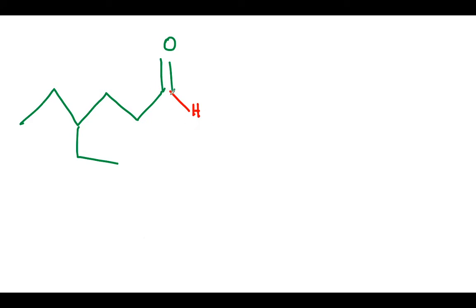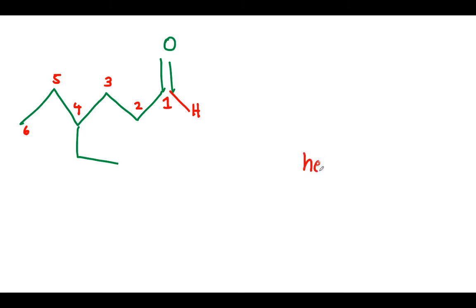Okay, so having said that, we can just go ahead and do exactly what we've been doing, which is to number our longest continuous carbon chain. Because the aldehyde is here, I'm going to start here with carbon number 1, 2, 3, 4, 5, 6. Okay, so this is a 6-carbon chain, and there is an aldehyde at the end of it.